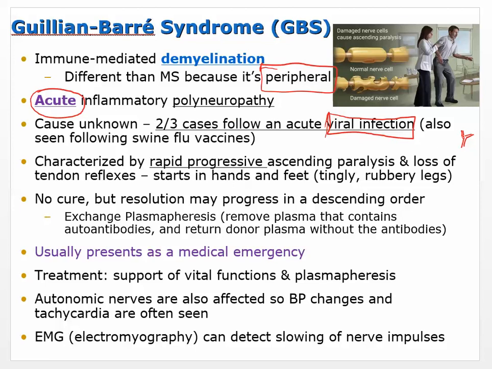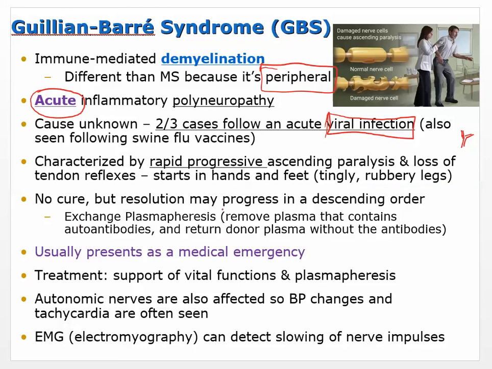So really that's probably what's happening in at least two thirds of the cases: antibodies are formed against a virus, but then those antibodies go on to attack the myelin. It's supposed to be attacking the virus. As these antibodies start to go away, so do the symptoms of Guillain-Barré syndrome. It's characterized by rapid, progressive, ascending paralysis. Ascending paralysis means that it starts at the distal areas, like your hands and feet, and then it moves toward your spinal cord.